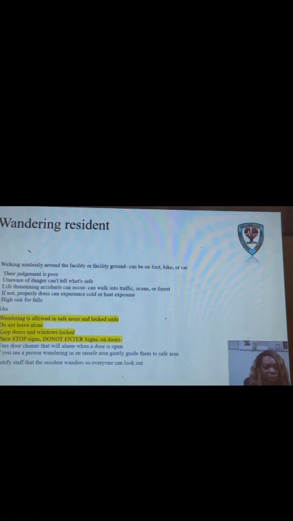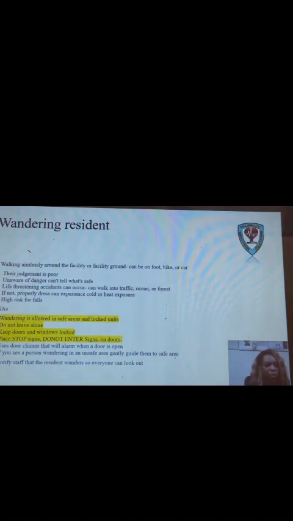They can have an accident. They can walk out into the ocean or into the forest. If they're not properly dressed when they're wandering, they can experience exposure to cold or overexposure to heat. And a wandering resident is at high risk for falls. So as a nursing assistant, understand that wandering is allowed in safe areas and in locked units. But you don't ever want to leave a resident alone.